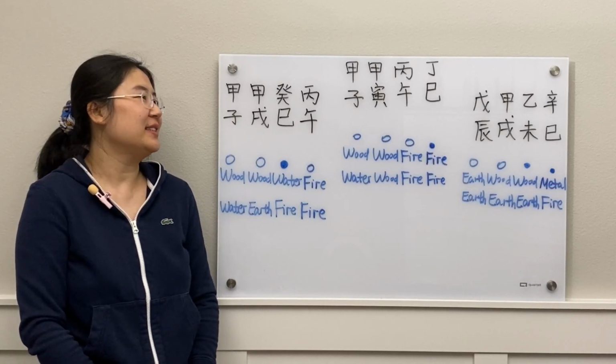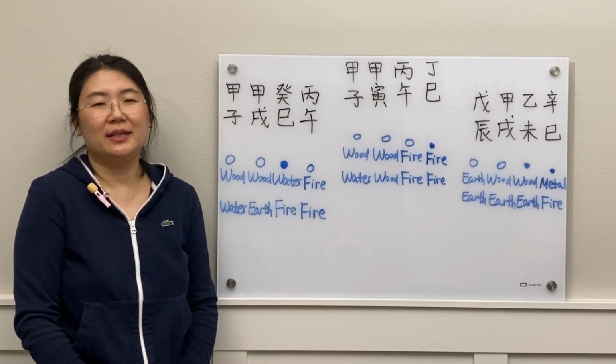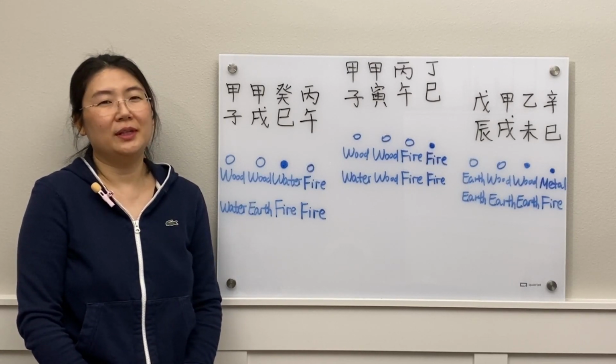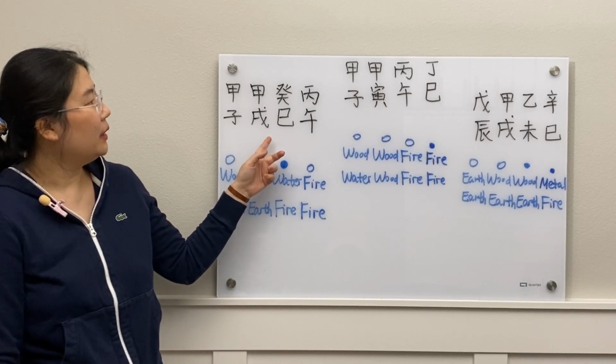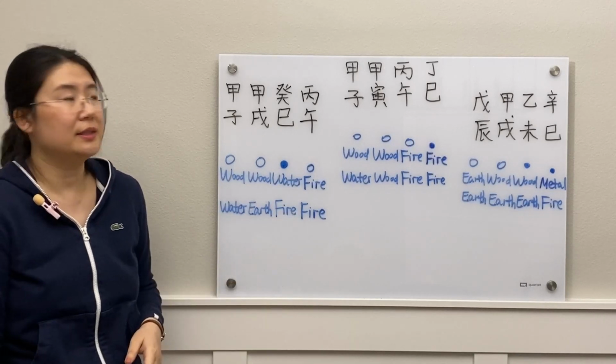Today is a case study episode to demonstrate how to analyze favorable element if your daily master is a young wood born in the summer season. So this first example, this is a Chinese 八字 and this is the English translation.